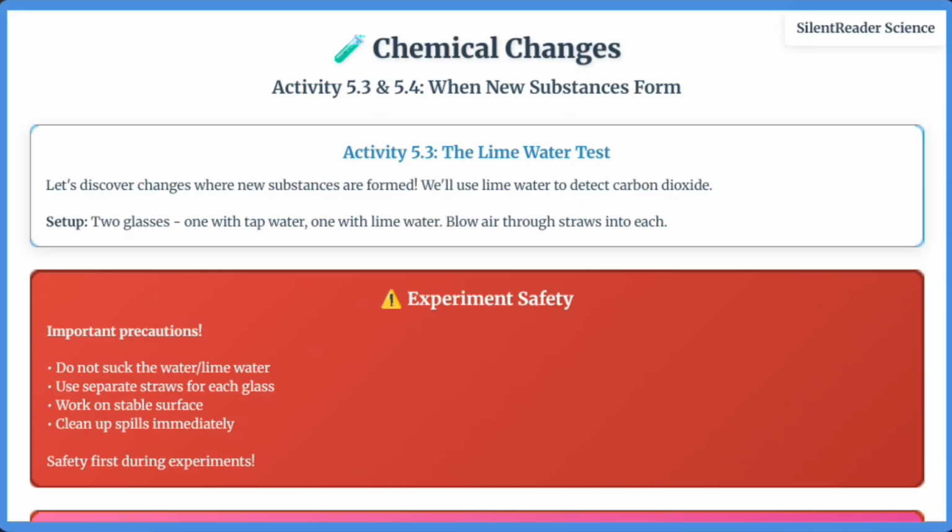In Activity 5.4, we mix vinegar and baking soda, observing fizzing and bubbling as carbon dioxide gas is produced. When we pass this gas through lime water, it turns milky, confirming it's carbon dioxide. These reactions involve chemical changes because the starting materials transform into different substances with new properties.